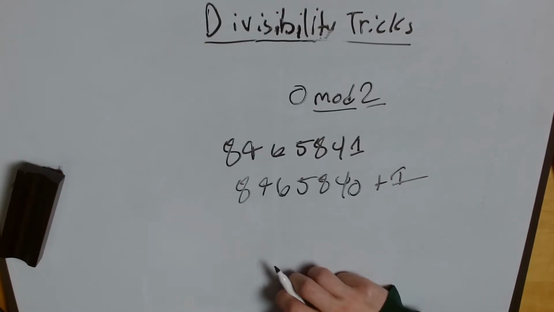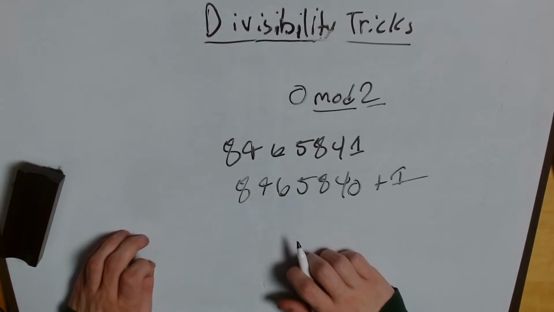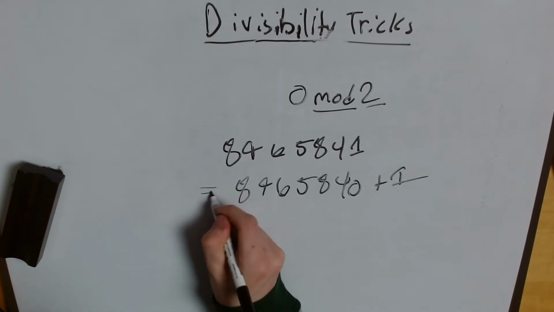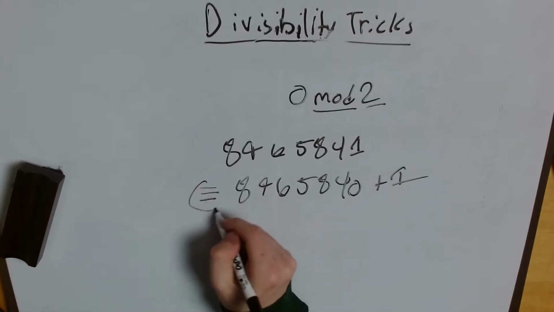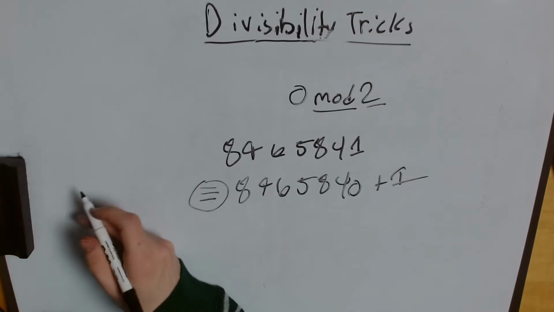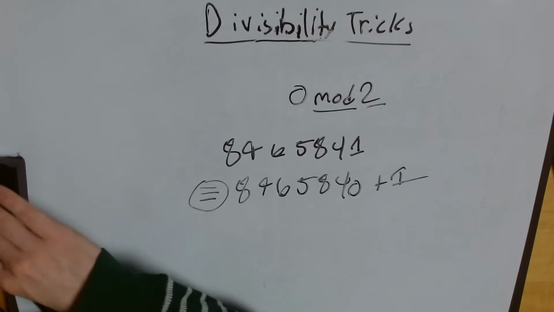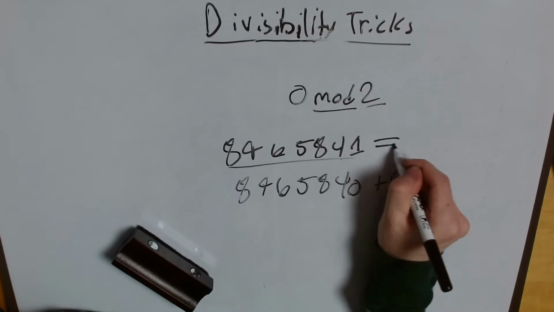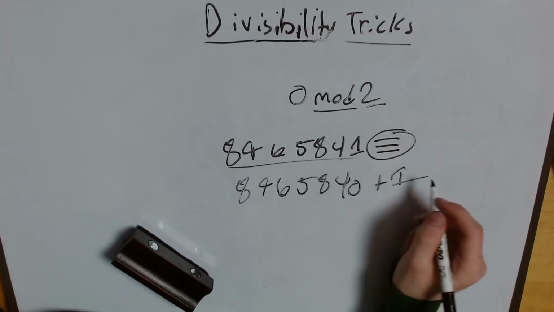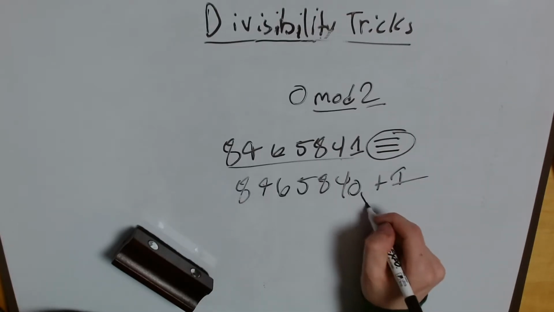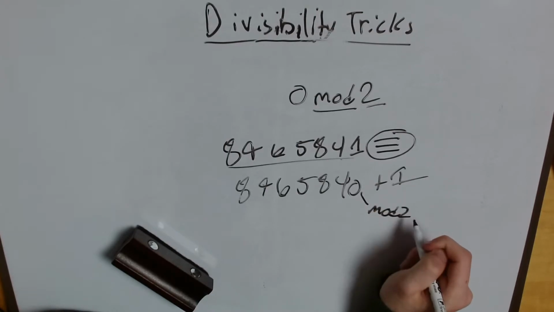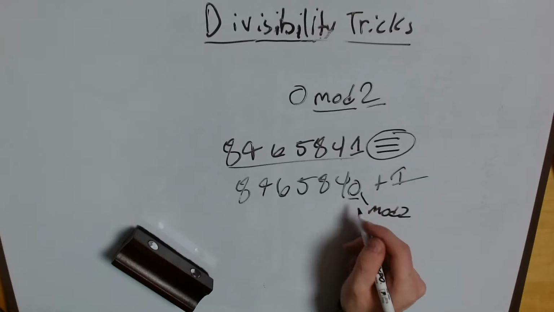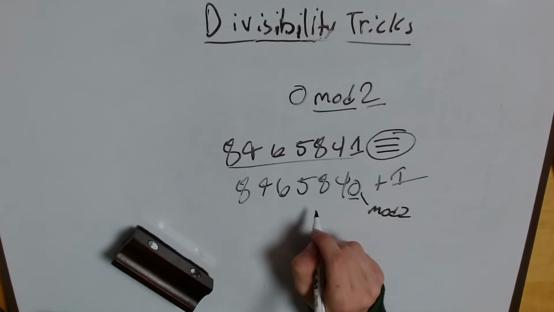Now, why would I do that? Well, because this number has the same modular value. I do this to denote a modular value: this is the same modular value as this, mod 2. You might say, well, why is that? Because this ends in a 0. So that means this is divisible by 10.